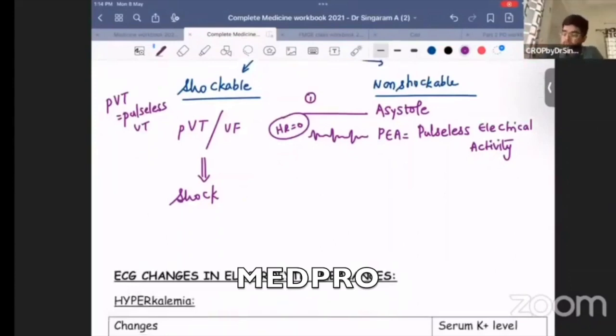So the previous teaching for the non-shockable rhythm was what? You have to continue CPR. Because a shock is not going to help in this case. That's why, for a non-shockable rhythm, you have to continue CPR.